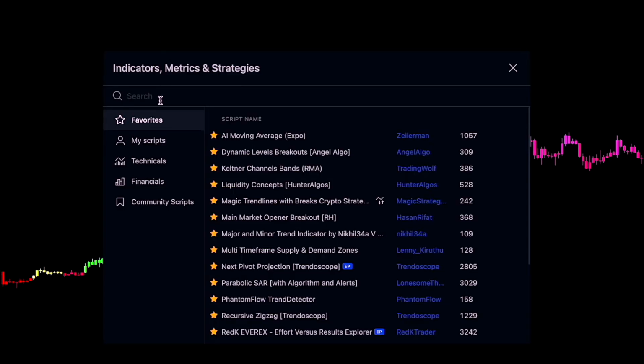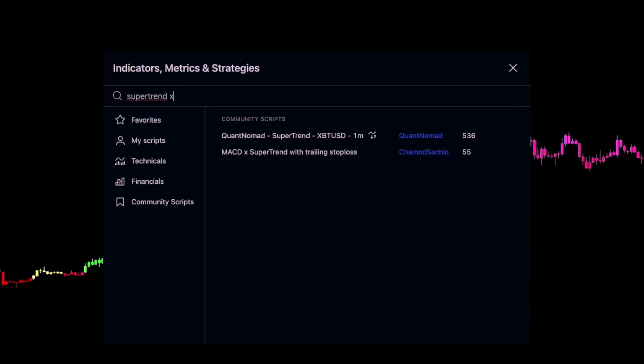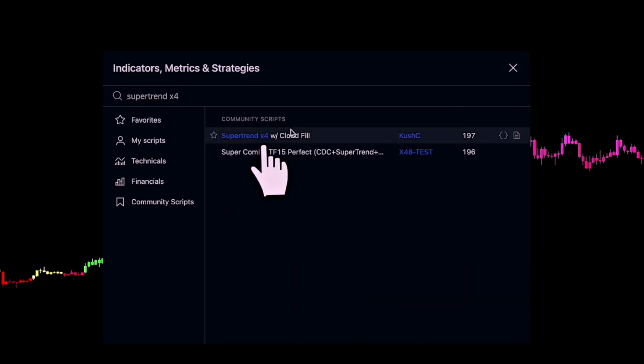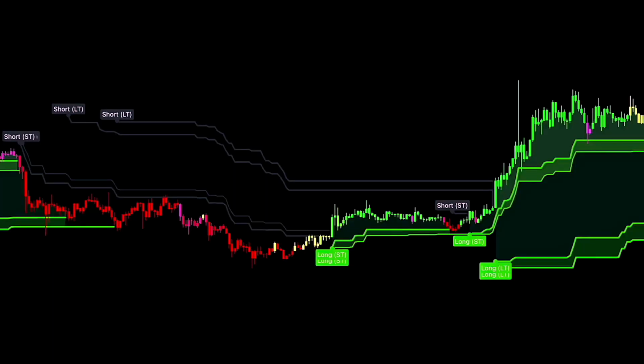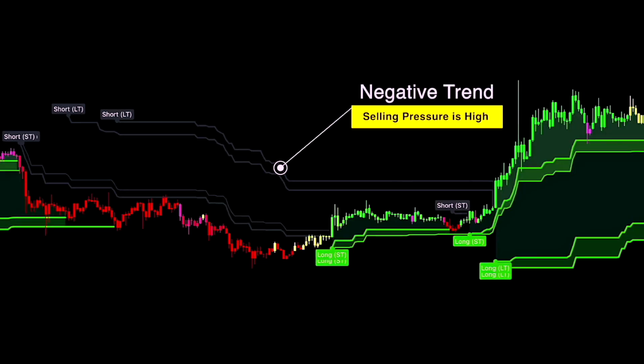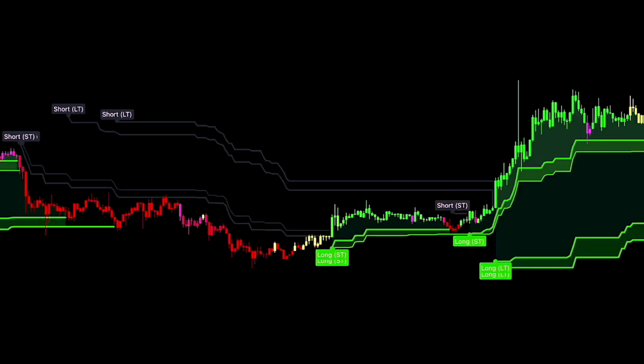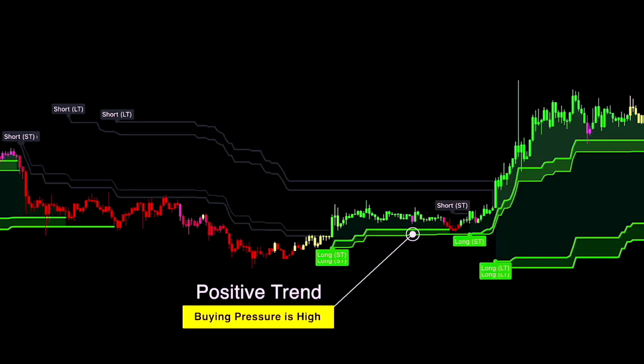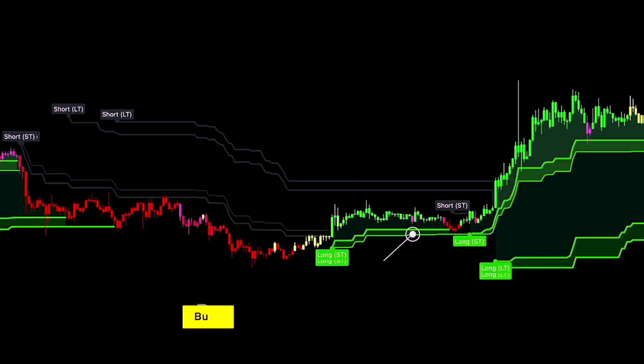This one is called Super Trend X4 with Cloudfill and was created by this amazing author. It's straightforward to use and gives a really accurate picture of the current trend. It works with two main parameters, period and multiplier. With 4 super trends and cloud fields layered together, it provides a much clearer view of both higher and lower time frame trends for any market you're trading.